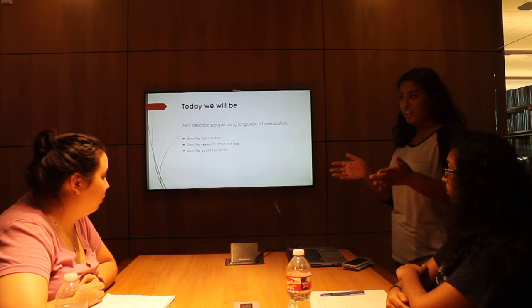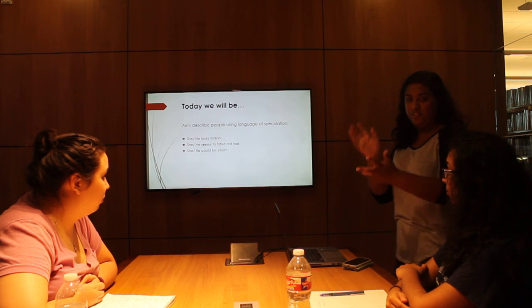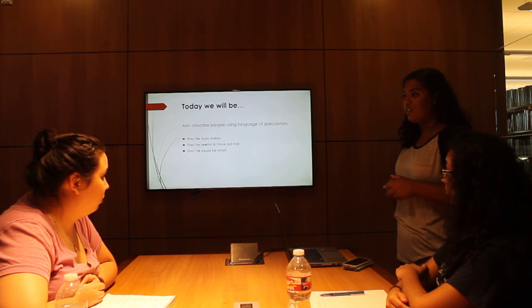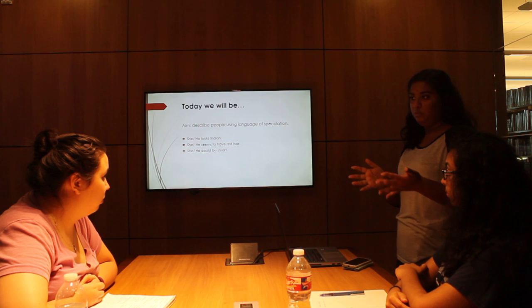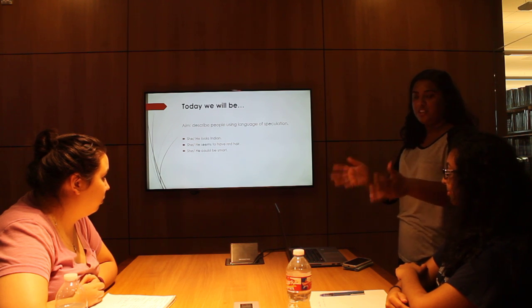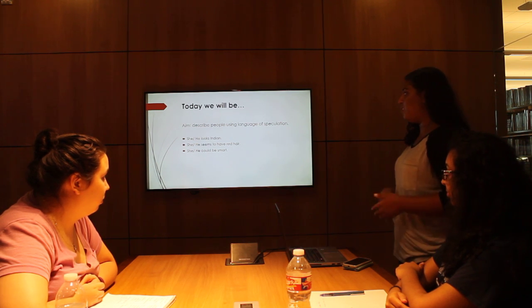So our first sentence here, the phrase he looks or she looks, we normally use it when we're looking at somebody and we know for sure that they're that characteristic. So for example, Abby's hair is brown, or looks brown. I'm pretty sure Abby's hair is brown. I would use that phrasing.